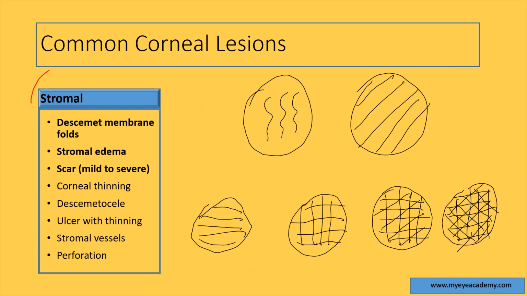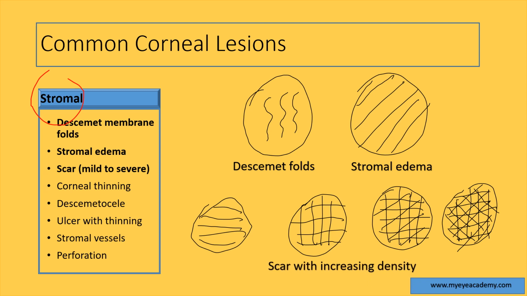And now the common stromal lesions. First of all, descemet membrane folds like wavy vertical lines. Then the stromal edema is just the cross lines, and we have already described the corneal scar according to increasing density.